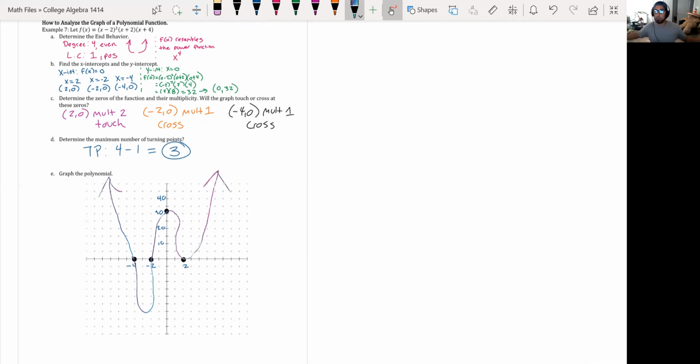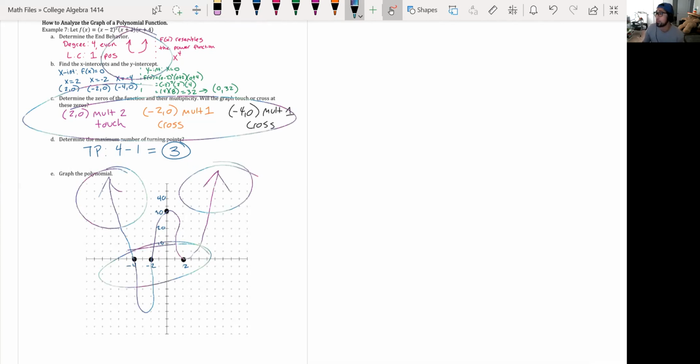That's all we have to do. Our tails go with what we said in A. Our x-intercepts and our multiplicities go with what we did in C. And there's just my y-intercept. So that's all you have to do. Graph it by the end behavior and the multiplicities of your x-intercepts. That's it.